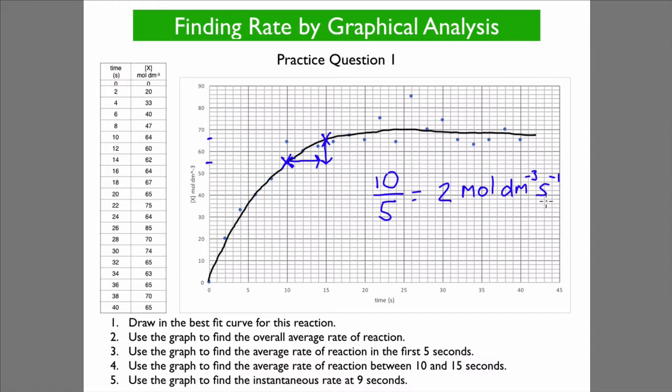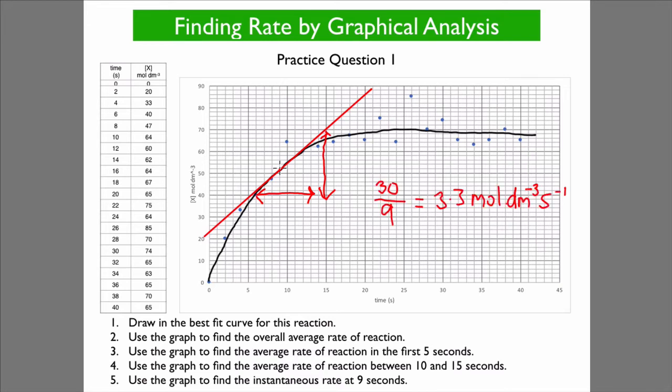And next, we want to use the graph to find the instantaneous rate at 9 seconds. So you find 9 seconds, which is there. And then this time, you make a tangent to it at exactly 9 seconds. Then you work out the slope of that tangent, and it gives you the instantaneous rate of reaction at that particular point.